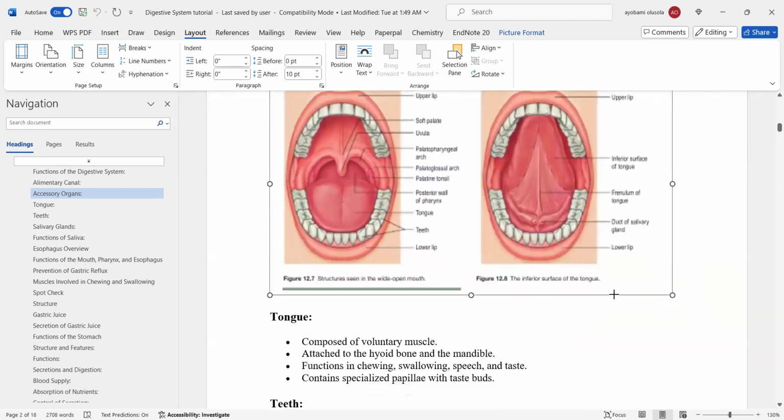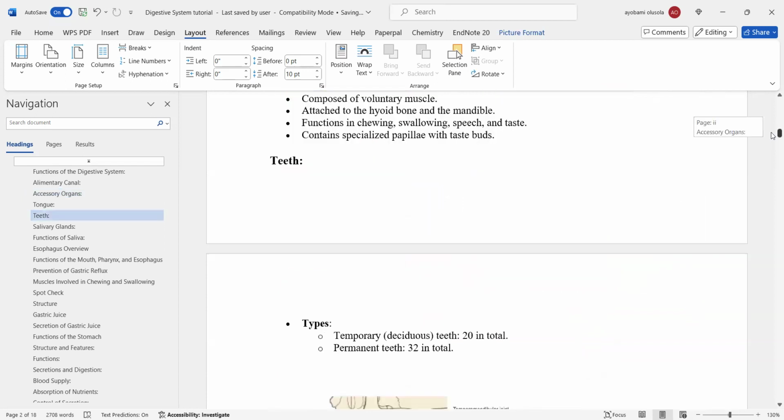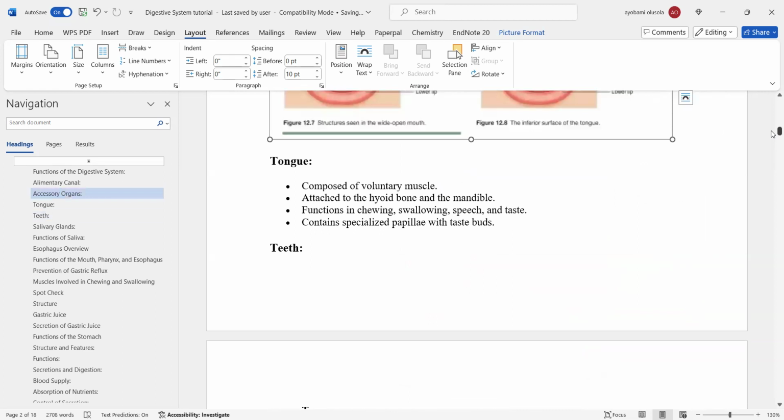The tongue is composed of voluntary muscle. When we say voluntary, it means you can control it. You can roll your tongue. You can stick it out, stick it in, stick it out, bring it in.